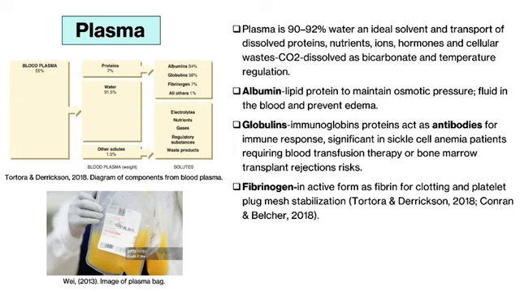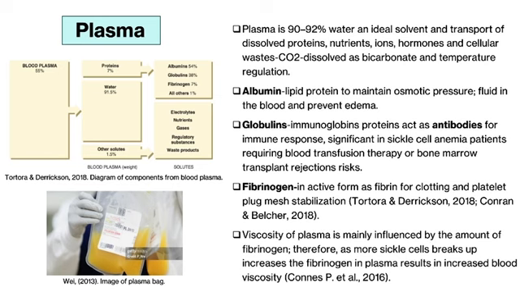Furthermore, viscosity of plasma is mainly influenced by the amount or the level of fibrinogen in the plasma. Although fibrin is important for blood clotting and hemorrhaging control, fibrinogen may increase the viscosity of the plasma as more red cells die for anemic patients, and its complications will be discussed further.